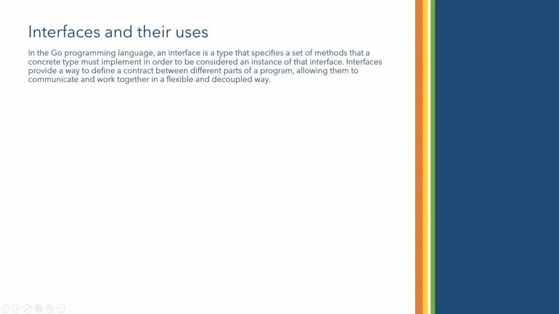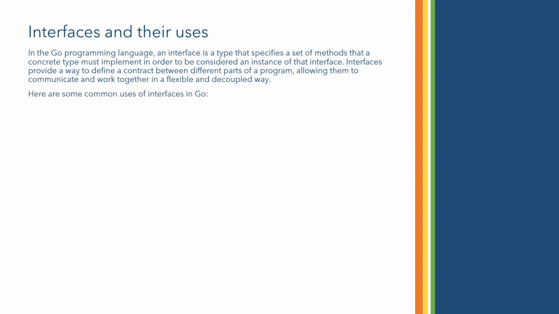In the Go programming language, an interface is a type that specifies a set of methods that a concrete type must implement in order to be considered an instance of that interface. Interfaces provide a way to define a contract between different parts of a program, allowing them to communicate and work together in a flexible and decoupled way.